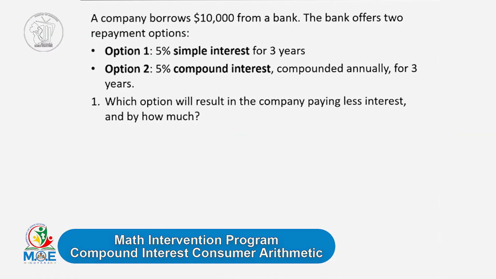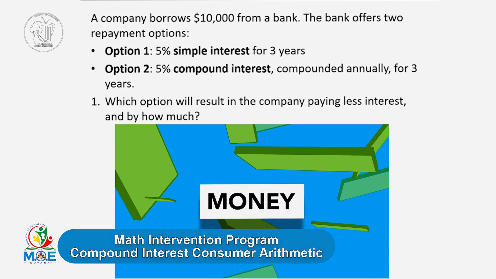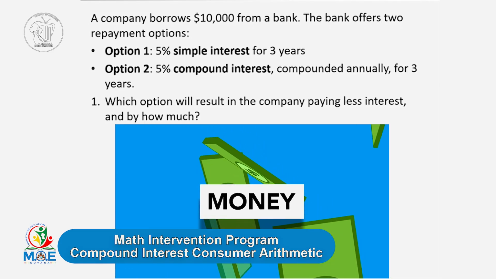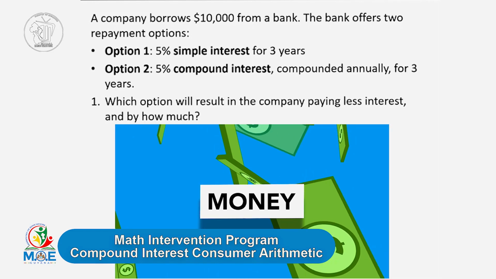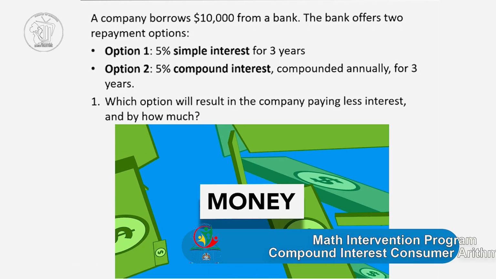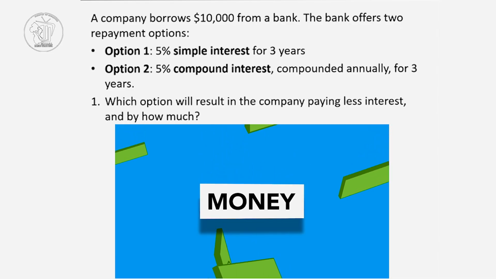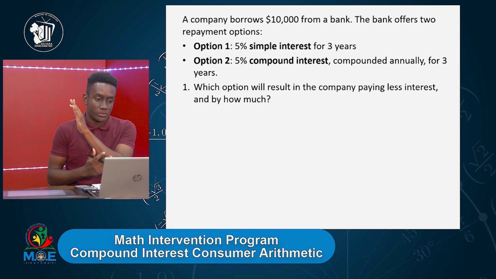So this example says a company borrows $10,000 from a bank. The bank offers 2 repayment options. Option 1, 5% simple interest for 3 years. Or option 2, 5% compound interest compounded annually for 3 years. Which option will result in the company paying less interest and by how much?